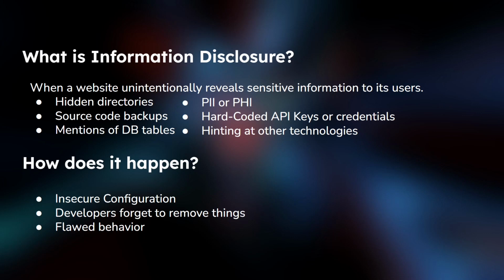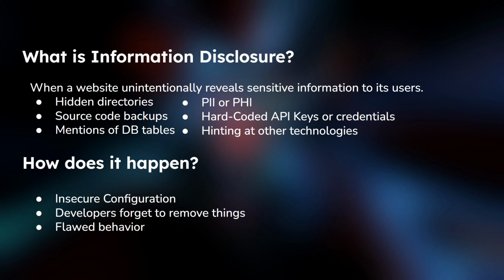Mentions of database tables. Like we saw in the SQL injection lab and some of the other ones, where it mentions specific database tables, and we can actually use that information to make custom API calls and stuff like that. Other examples are if it hints at certain technologies. So if it's revealing the name of the WordPress version or Apache or something like that, the version itself might not be, but also certain JavaScript plugins or miscellaneous things like that.